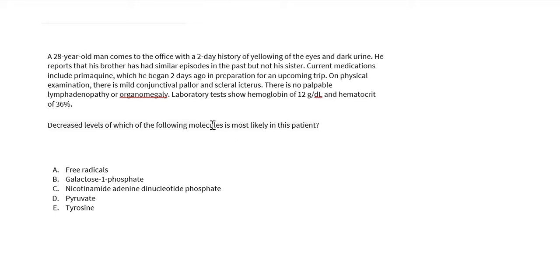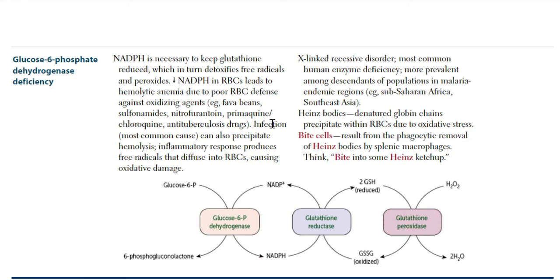Go ahead, pause the video, and try the question yourself before we go and talk about the solution. So before we talk about the solution, it's important that we understand a couple of metabolic processes. The first is what's called the HMP shunt, in which glucose 6-phosphate is converted into 6-phosphogluconolactone, which ultimately creates ribose 5-phosphate to be used in the synthesis of nucleotides.